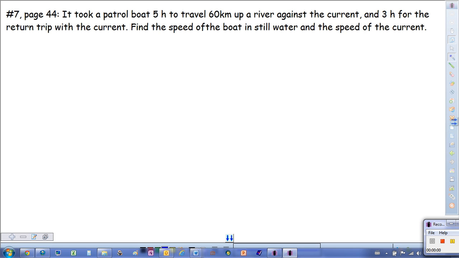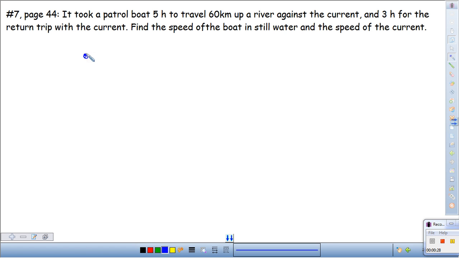Number 7 on page 44, and it's a different type of time, distance, speed problem. In this problem, it states that it took a patrol boat 5 hours to travel 60 kilometers up a river against the current and 3 hours for the return trip with the current. Find the speed of the boat in still water and the speed of the current.